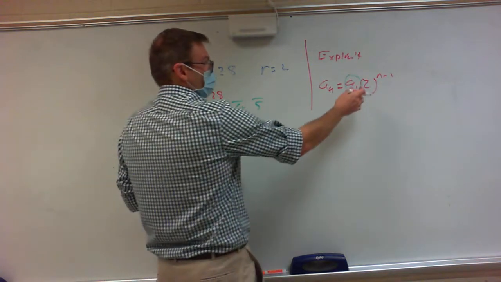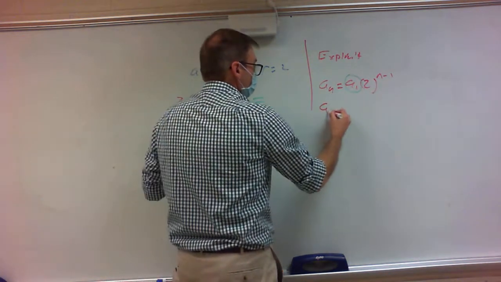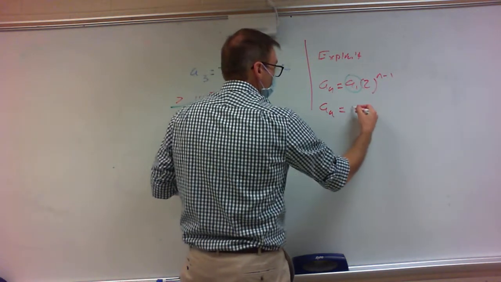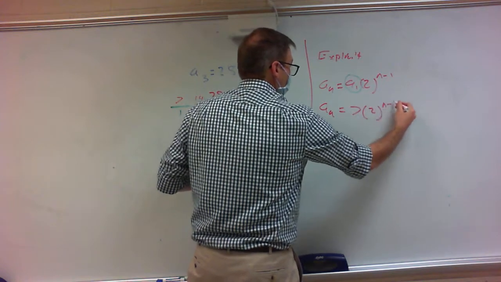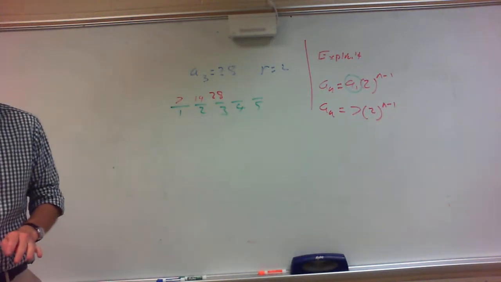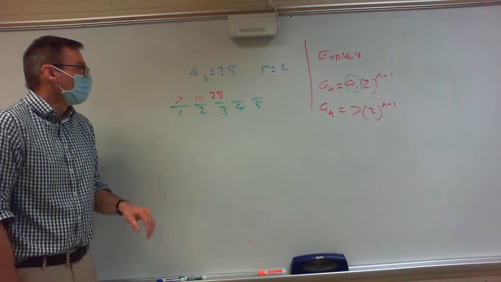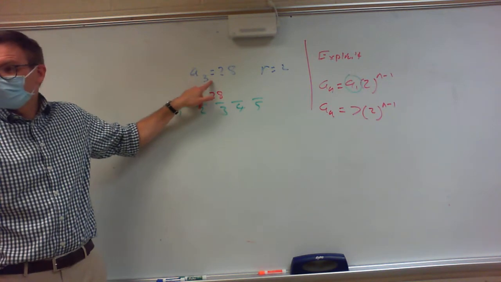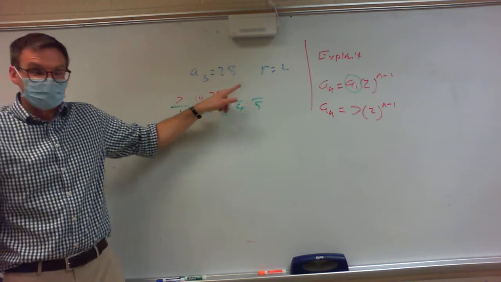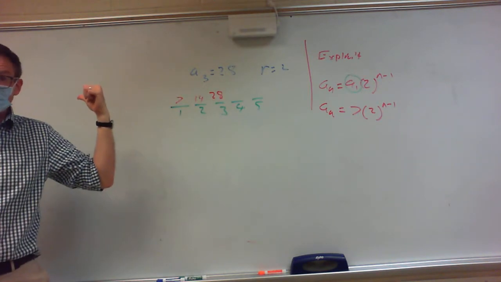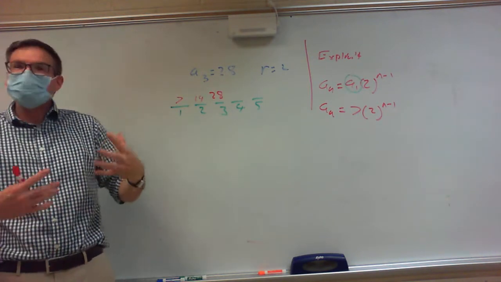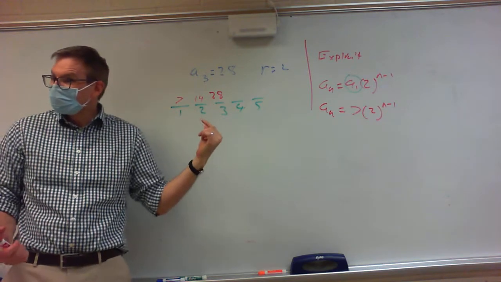So I've got my common ratio. I found my first position, so I know that a sub n equals 7 times 2 to the n minus 1. That wasn't too bad, was it? Now, that's fine until, what if I told you that the 30th position was 28? That's a whole lot of figuring out backwards, isn't it? So how do you do it if it's not close?